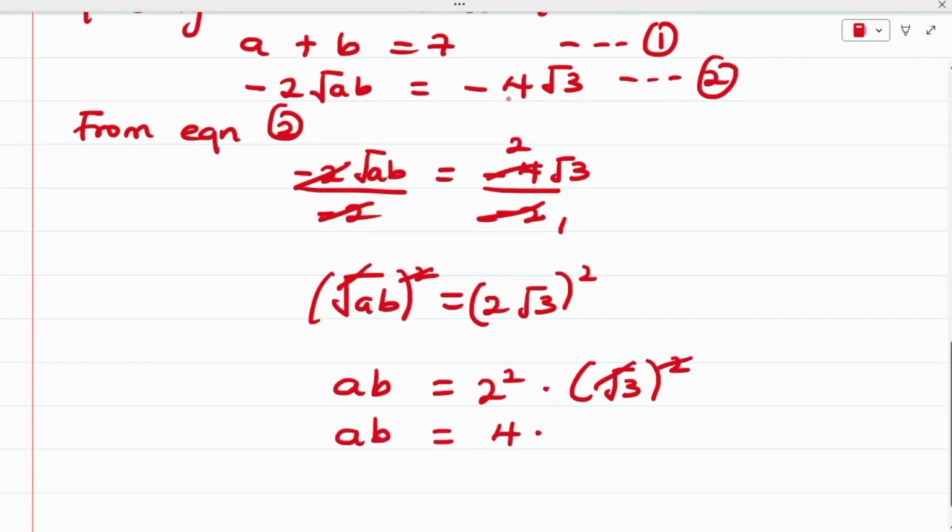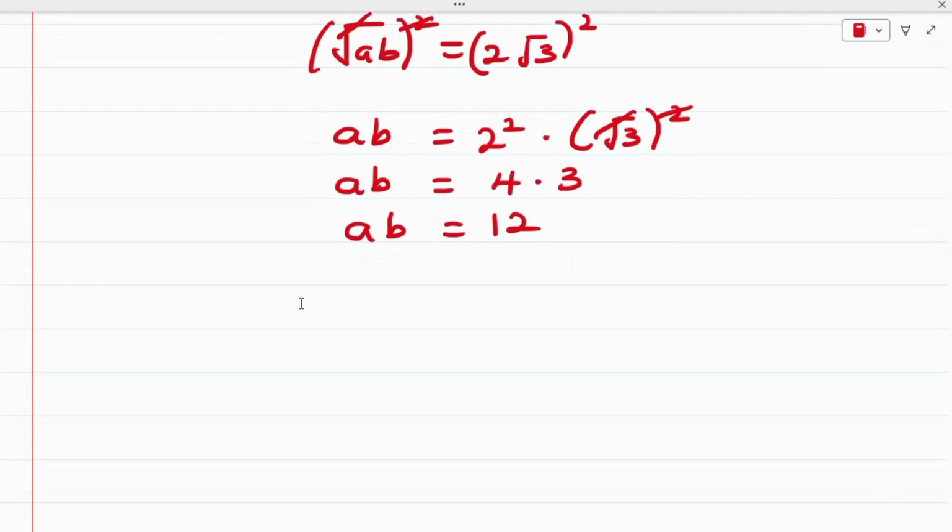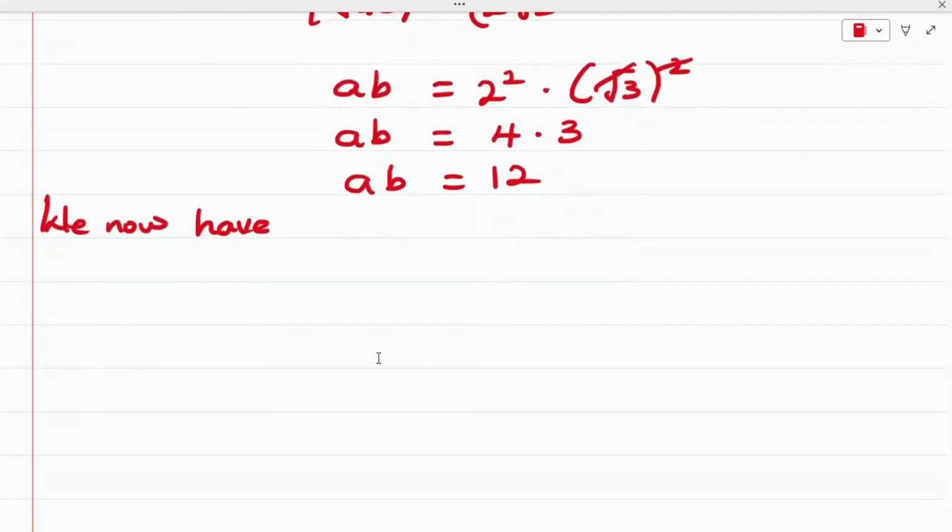This is going to cancel out this. We have this to be 3. So we have ab is equals to 4 multiplied by 3 is 12. So hence, we have the new expression. Now right here we have that a plus b is equals to 7. So we have a plus b is equals to 7 and ab is equals to 12.